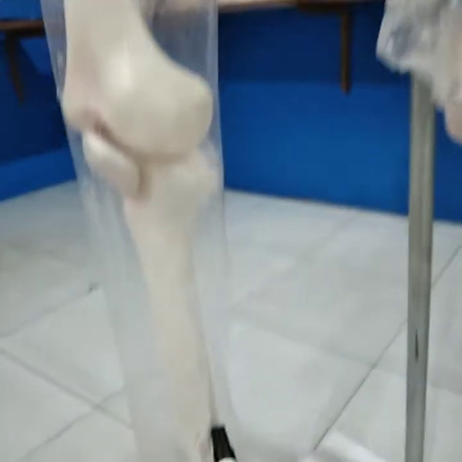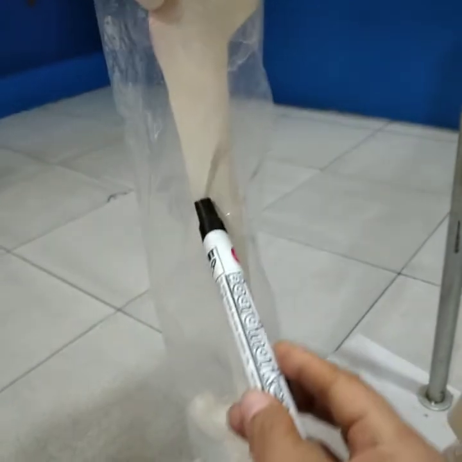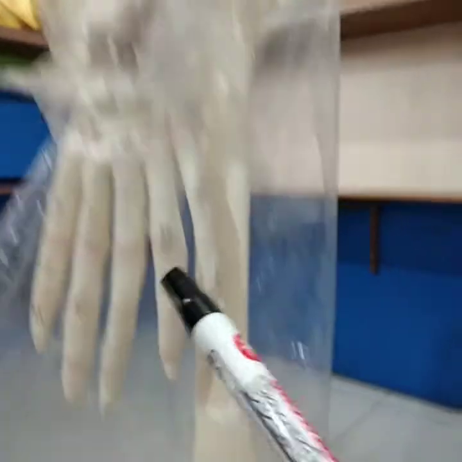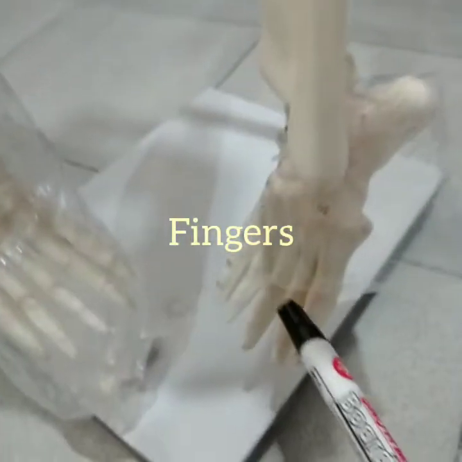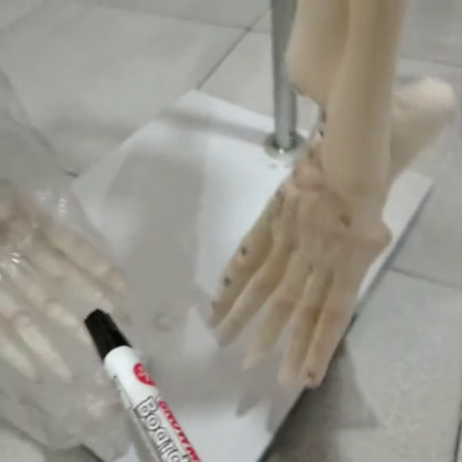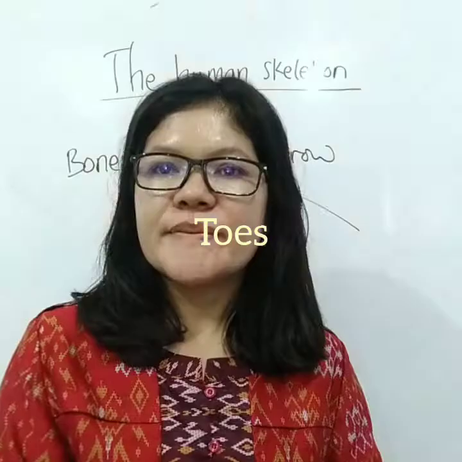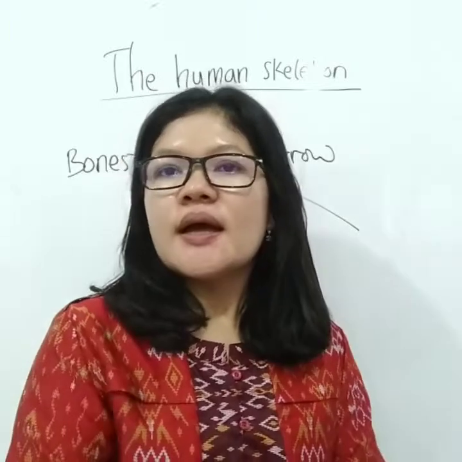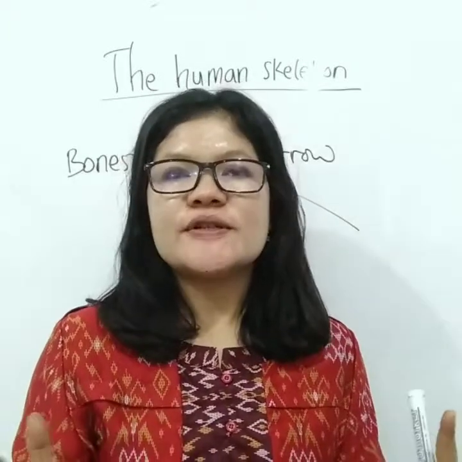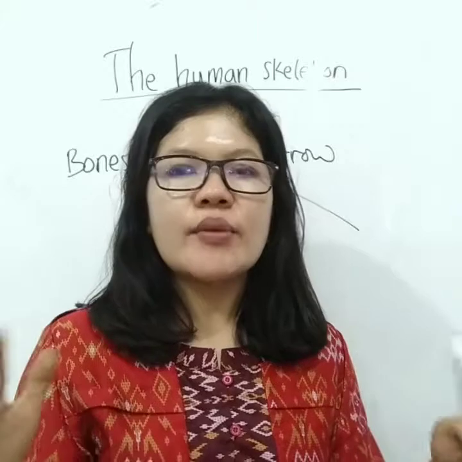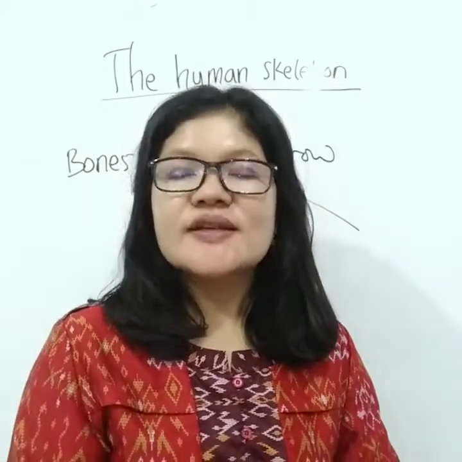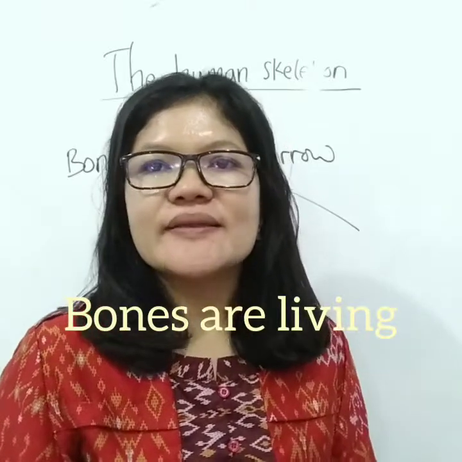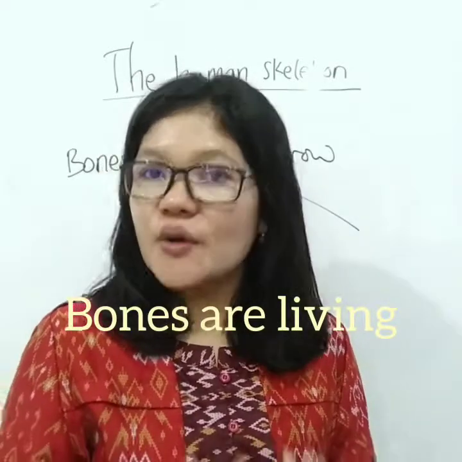Leg bone, finger, toe, and many more bones. As we said just now, the skeleton consists of many bones, for example the skull, rib cage, and so on. The bones are also living, which means that the bones will grow as we grow.